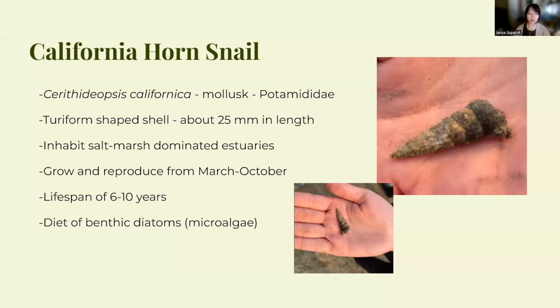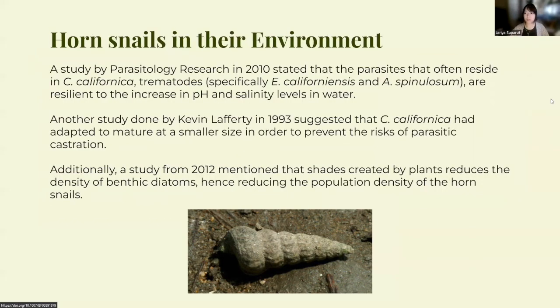The horn snails grow and reproduce from spring to fall with an average lifespan of 6 to 10 years, which applies to both uninfected and infected snails. They often feed on microalgae or benthic diatoms as a source of food within their coastal ecosystem. A little more about horn snails in their environment.